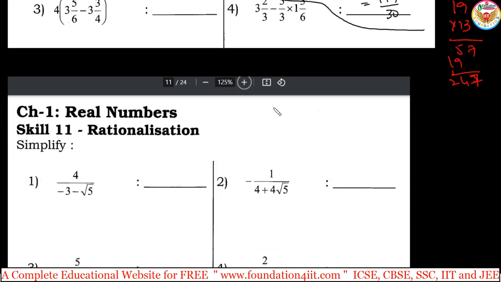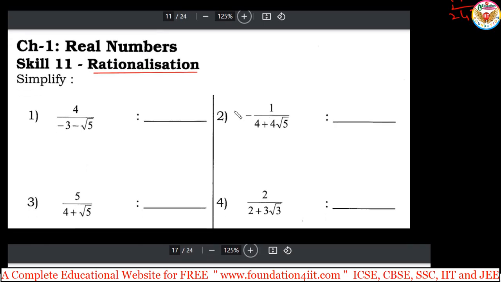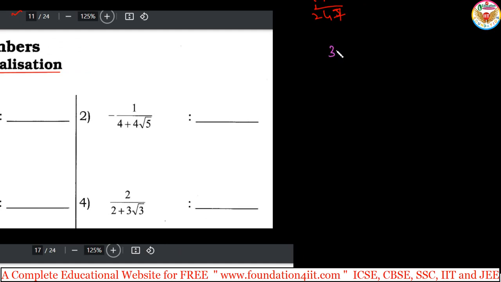Now let us start the important concept which is introduced in class 9th only, that is rationalization. The basic knowledge about rationalization is explained here. Now listen here. Once you are perfect in the fractions, then come to this page and start doing. The question is 4 divided by minus 3 minus root 5. For the rationalization of the denominator, whatever denominator is there, we should find out the rationalizing factor. I'll show you. If it is 3 plus root 2, the rationalizing factor of this is 3 minus root 2.